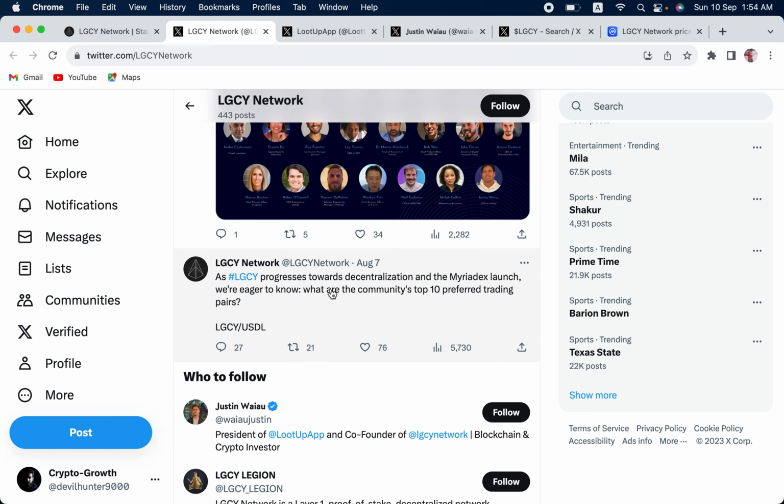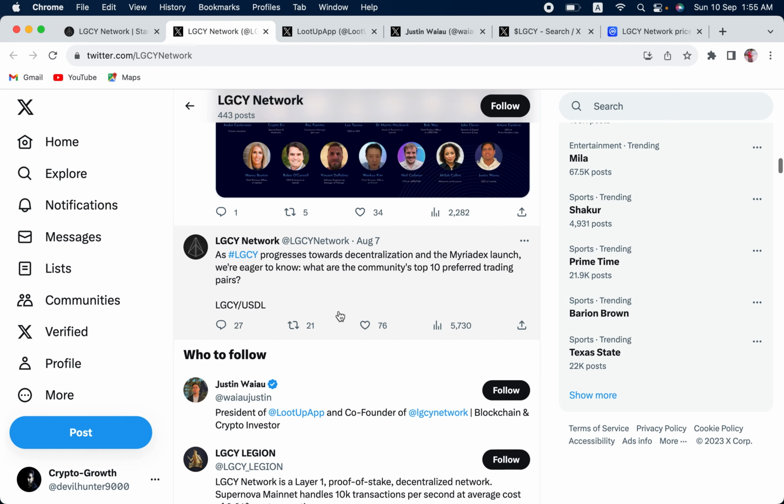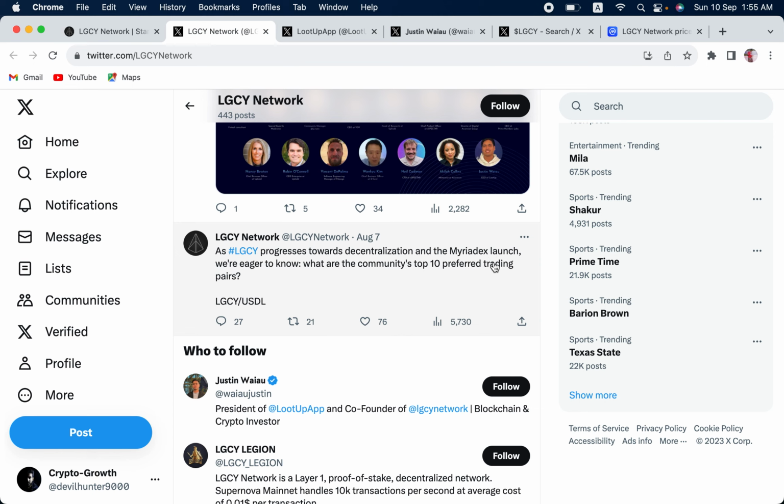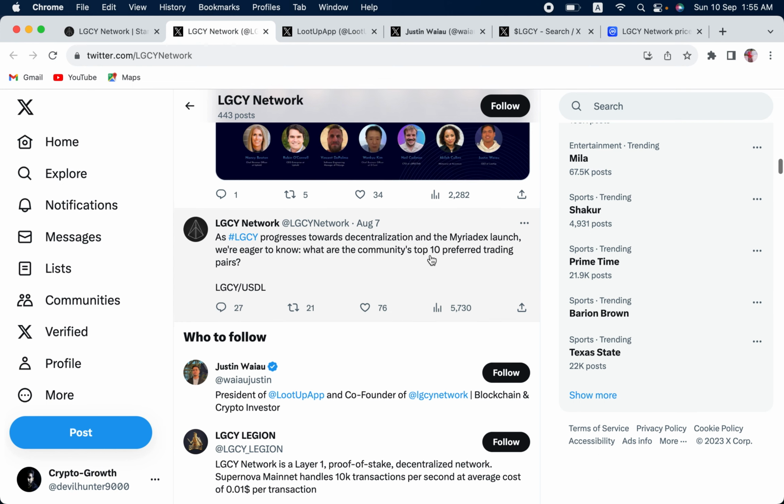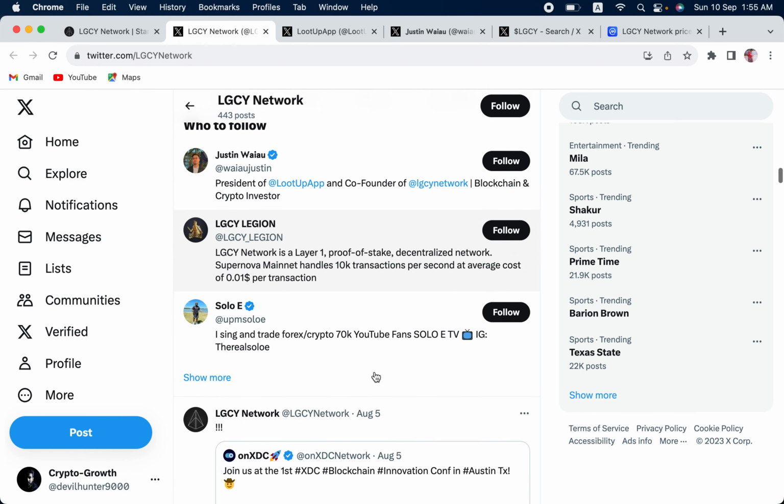These are the tweets that give investors a bit of hope. As the Lgcy progresses towards decentralization and the Myriadex launch, we're eager to know, what are the community's top 10 preferred trading pairs? Lgcy, USDL, but still the Myriadex launch date is not announced. They should at least be giving not a specific date, but which year or which month, Q1, Q2, Q3, Q4.